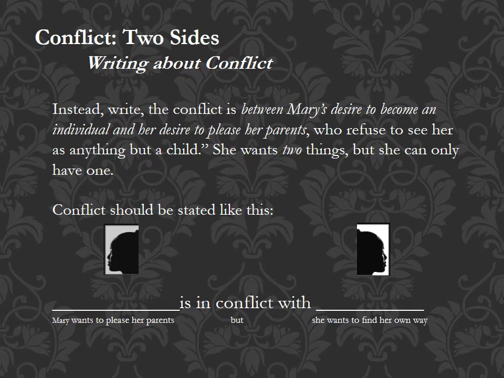Instead, write: the conflict is between Mary's desire to become an individual and her desire to please her parents, who refuse to see her as anything but a child. She wants two things, but she can only have one. Conflict should be stated like this, then: Mary wants to please her parents, but she wants to find her own way.